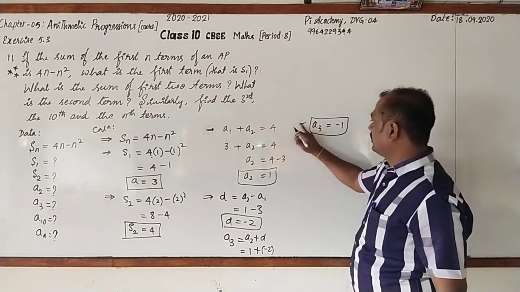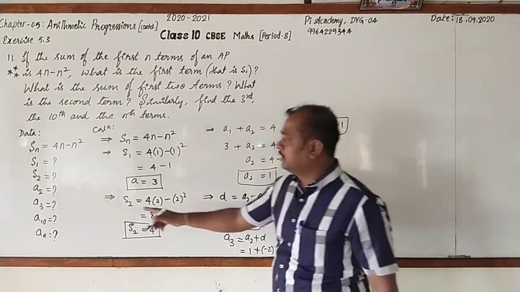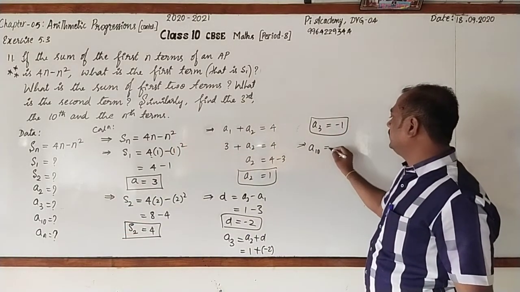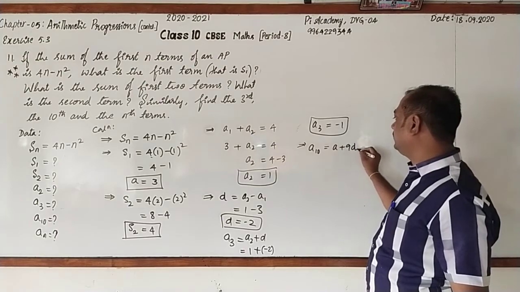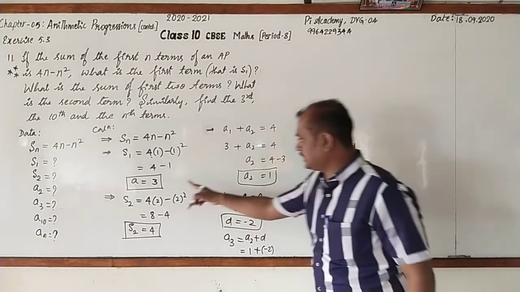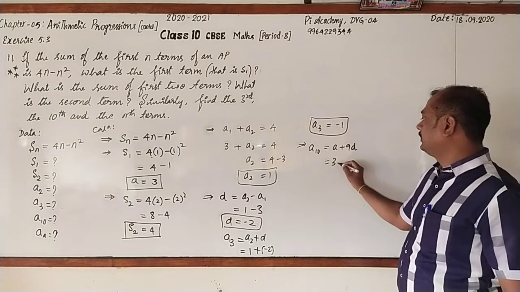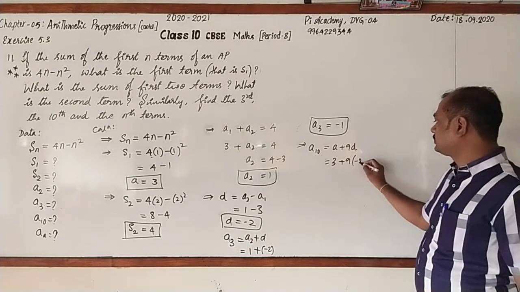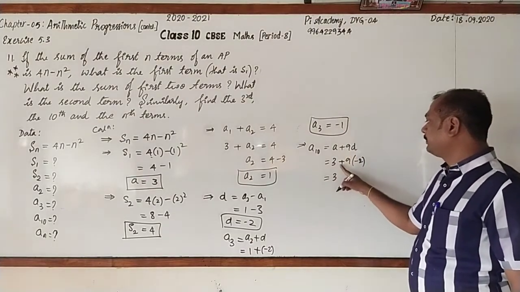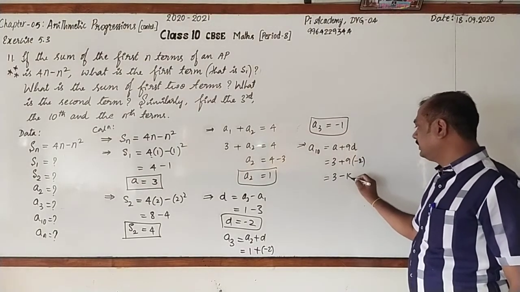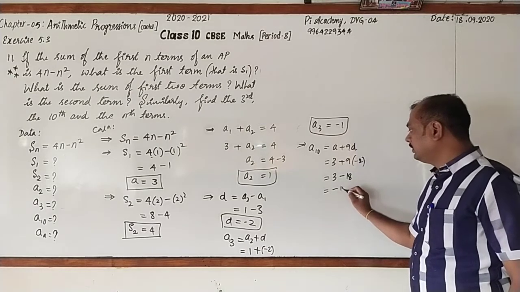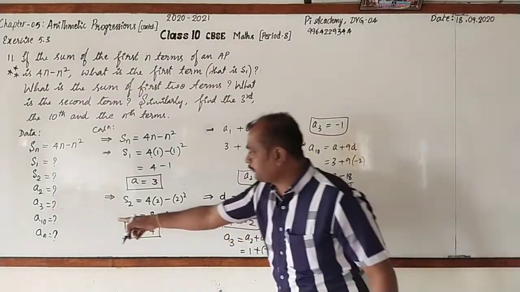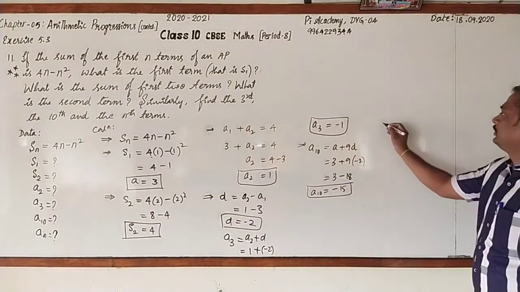Next, what should we find out? The 10th term. The 10th term can be written as A10 is equal to A plus 9D. Do you know A? Yes, it is 3, plus 9 into the common difference, which is minus 2. It is equal to 3 plus 9 into minus 2. Minus 9 2s are 18. 3 minus 18 is minus 15.